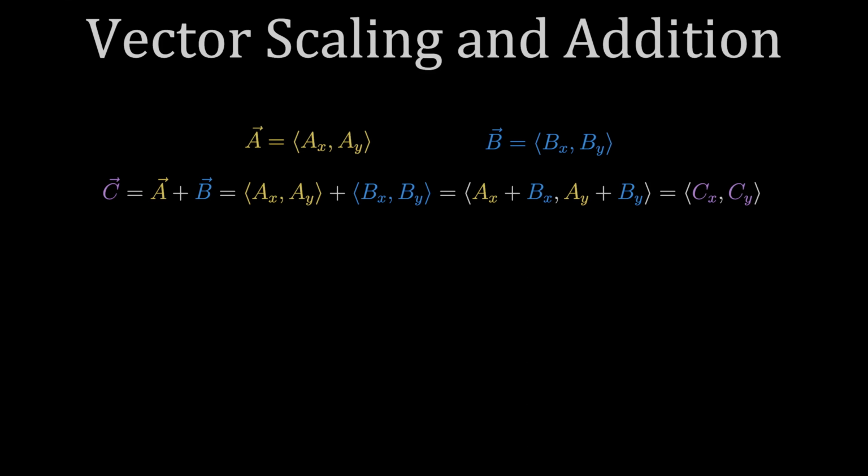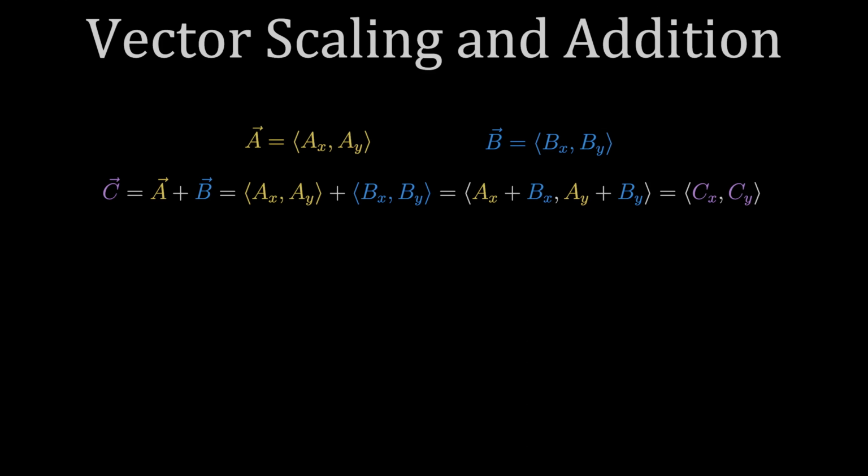Here we can notice that the x component of the new vector C is just the sum of x components from vectors A and B, and similar for the y component of C. Just as there was a geometric view of multiplying a vector by a scalar that we saw with the number line, there is also a geometric view of vector addition.